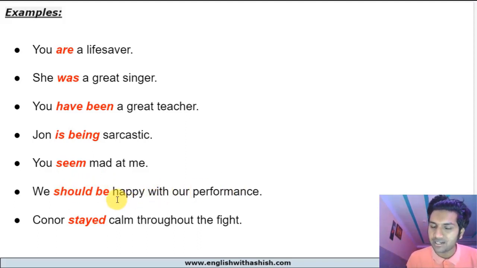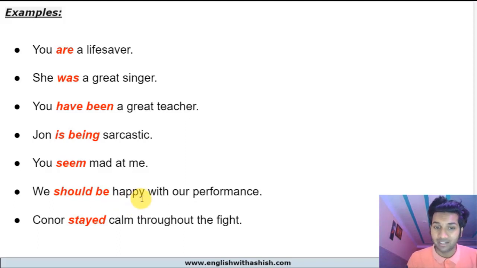We should be happy with our performance. We should be what? Happy. We should be a teacher, a noun, right? Giving a name to the subject. We should be happy, an adjective, describing the subject. The subject complement is either a noun that renames the subject, gives a name to the subject, or an adjective that just describes the subject, talks about its state.